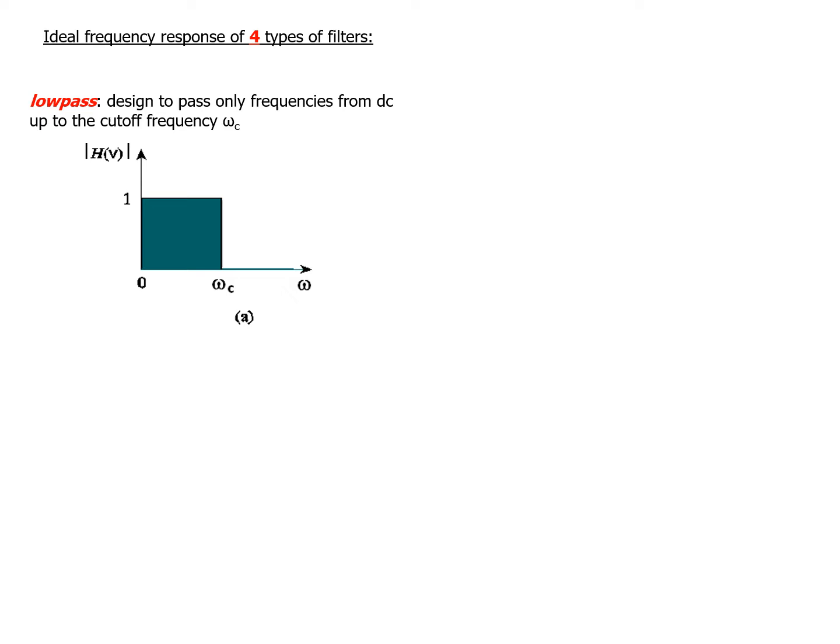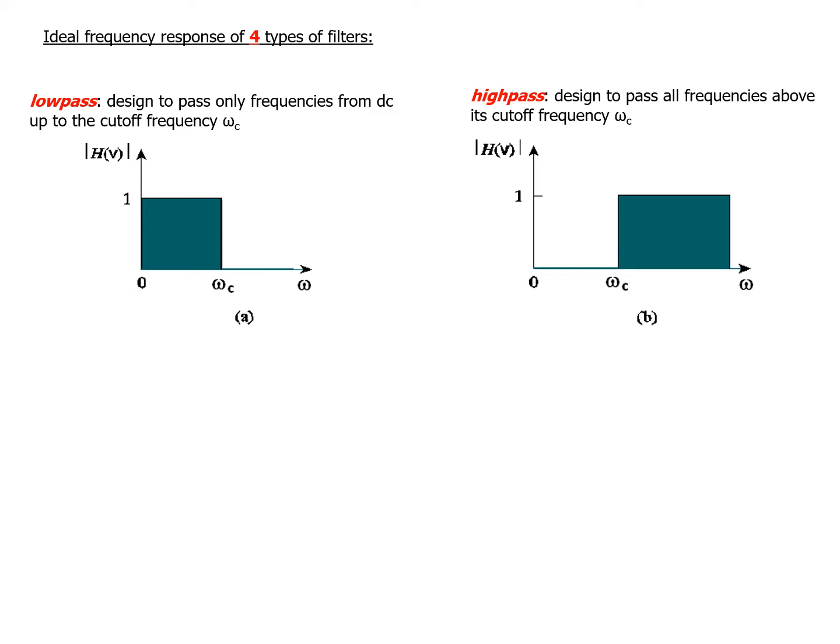Ideal frequency response of the four types of filters. A low-pass filter is designed to pass only frequencies from DC up to the cutoff frequency omega C. It looks something like this, in which all frequencies below omega C are allowed, while frequencies greater than omega C are disallowed. For high-pass filters, it is designed to pass all frequencies above its cutoff frequency omega C. Referring to the graph, frequencies greater than omega C will be allowed, but any frequencies below that will not be allowed.